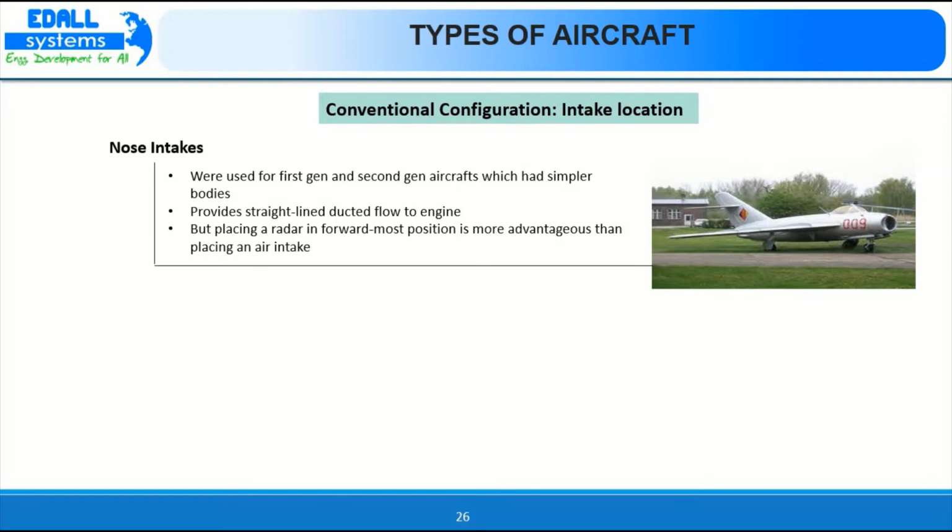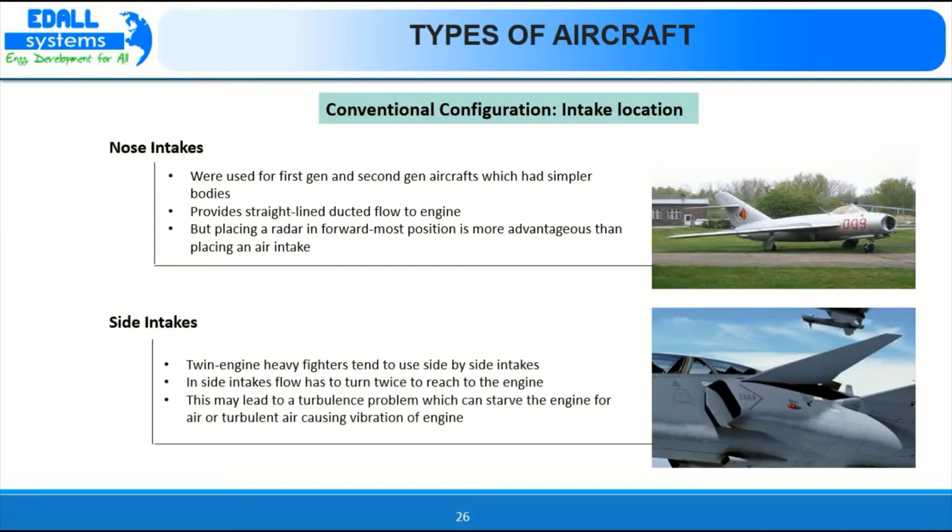But placing a radar in the forwardmost position is more advantageous than placing an air intake. If we place an air intake at the very nose of the fuselage, we have to place our radar in another location where it won't be as good. But putting the air intake at the nose of the aircraft provides a straight-line duct flow to the engine, which is very advantageous and can help increase the efficiency of the engine.